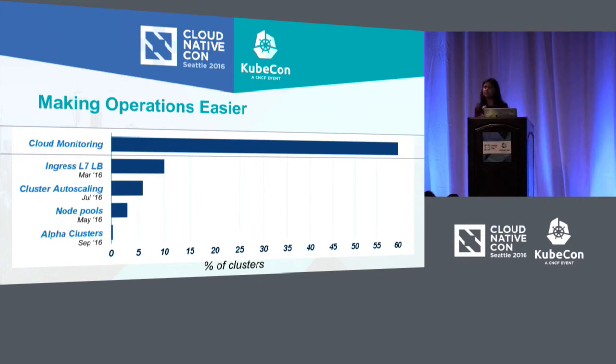So you can see that alpha clusters was introduced very recently, and so it's still not available on all clusters, and so it's not as well adopted. Whereas monitoring, which is turned on by default, is pretty much adopted by everybody. So we'll go through each one of these and talk about how users are using it and what feedback they've had.